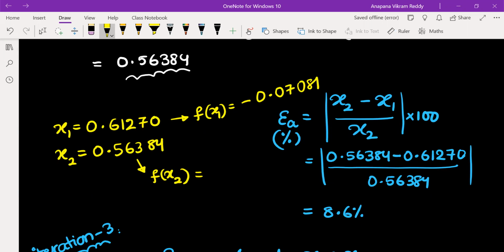Did you get like this? 0.56384. Anyone? Sorry, what am I doing here? I'm writing the same thing again. I don't know why it's getting stuck.